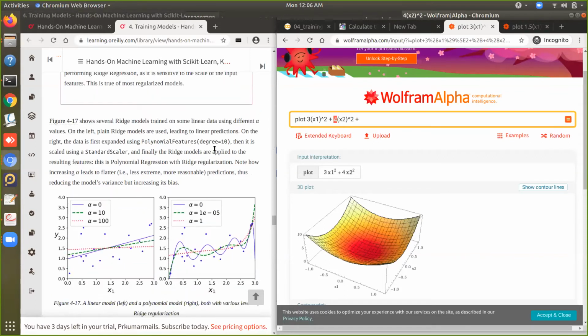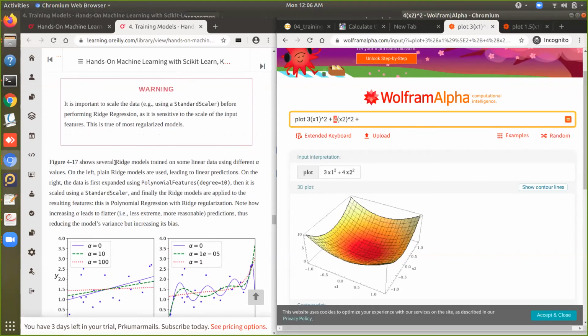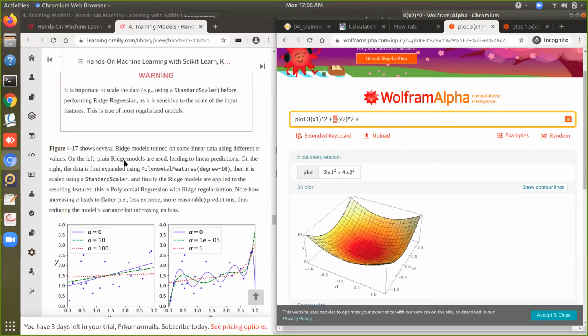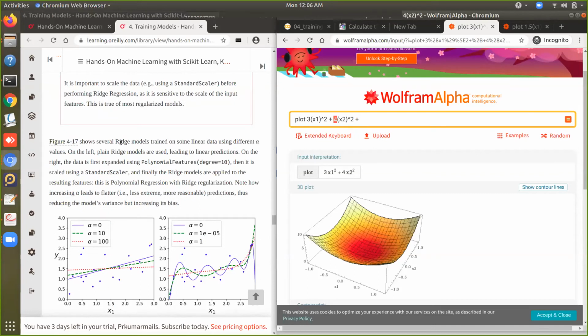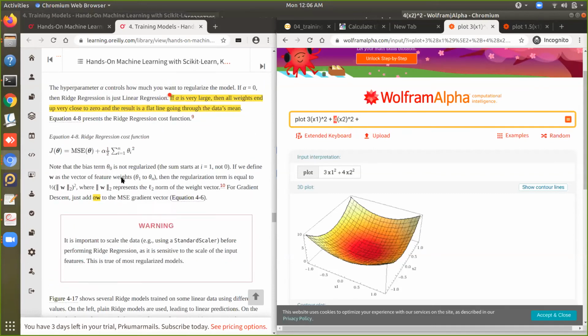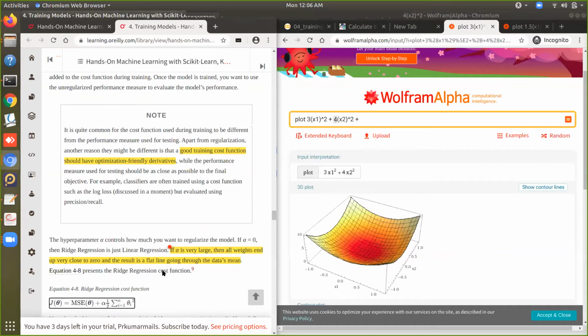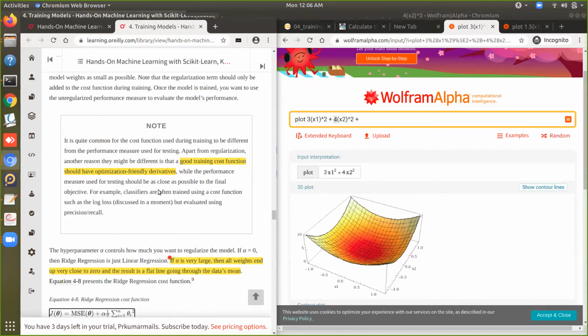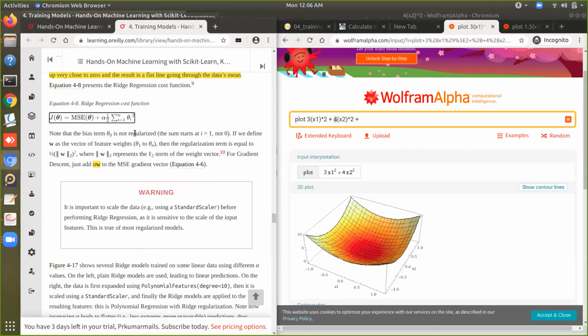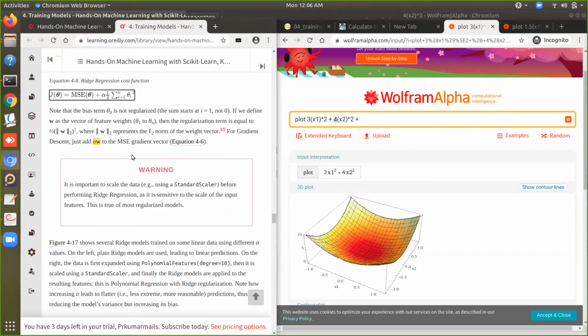Thanks, Joseph. In the figure that we are seeing here, it's a ridge model. Ridge model means this theta square term comes in, so we will be minimizing this extra term also.